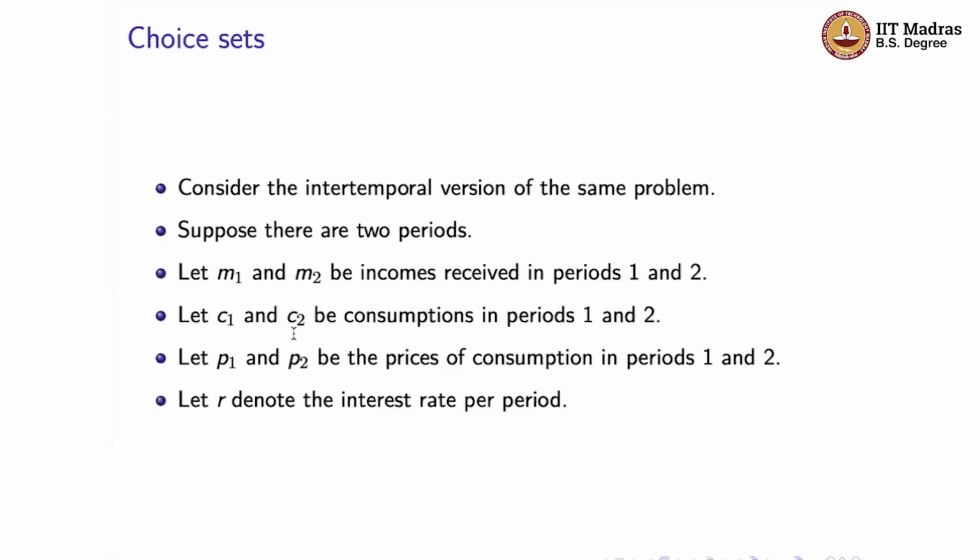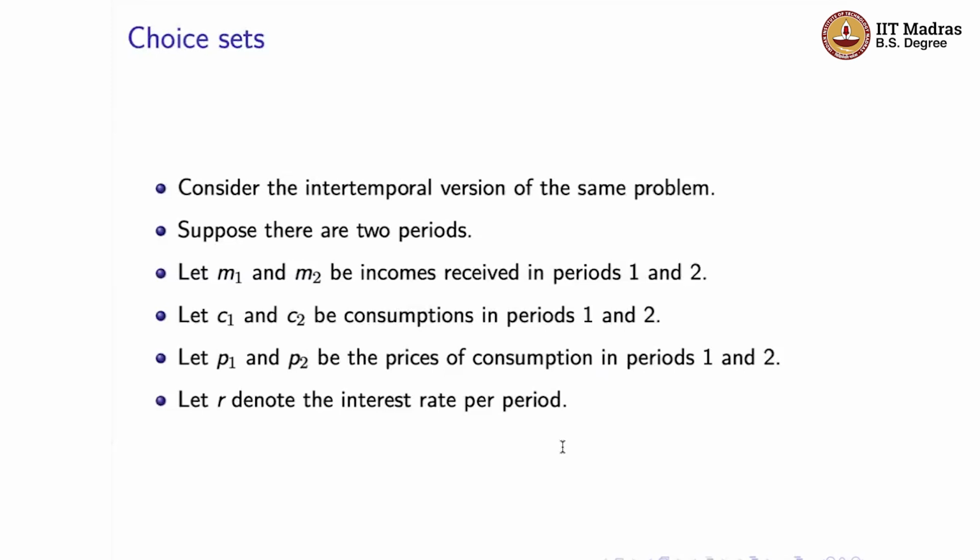And finally, we need to discuss what the interest rate per period is. That's going to be given by another parameter, R. Okay, so this is the description. Now, what we need to think about is what the different feasible options are, in the sense of what the different choices of C1 and C2 are that are available to a particular consumer under this set of information. That's the question we are interested in tackling.